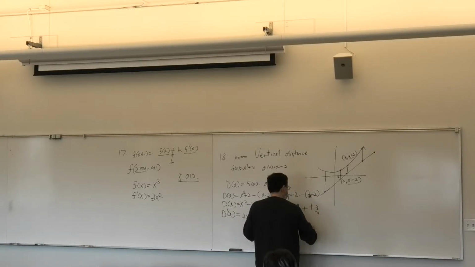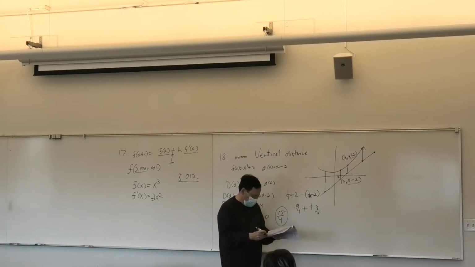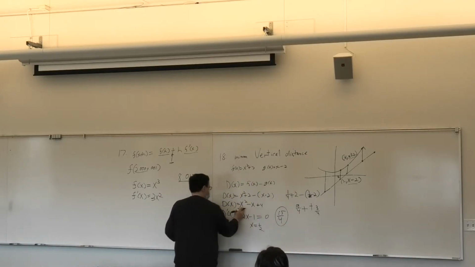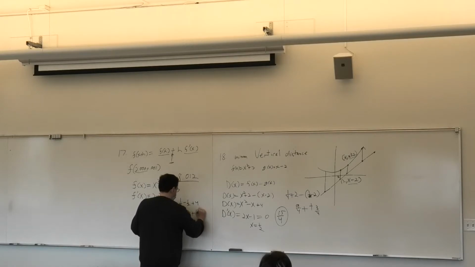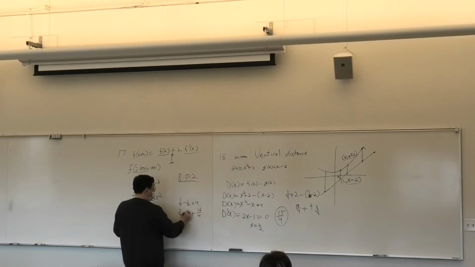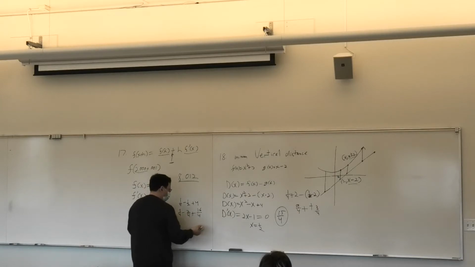Oh, I get 12. Oh, wait, I'm doing something wrong here. If you want me to get it right, I'll get it right. I should be able to plug in a half here. 1/4 is 1/2 plus 4. So 1/4 minus 2/4 plus 16. 16 minus 2 is 14 plus 1 is 50/4.